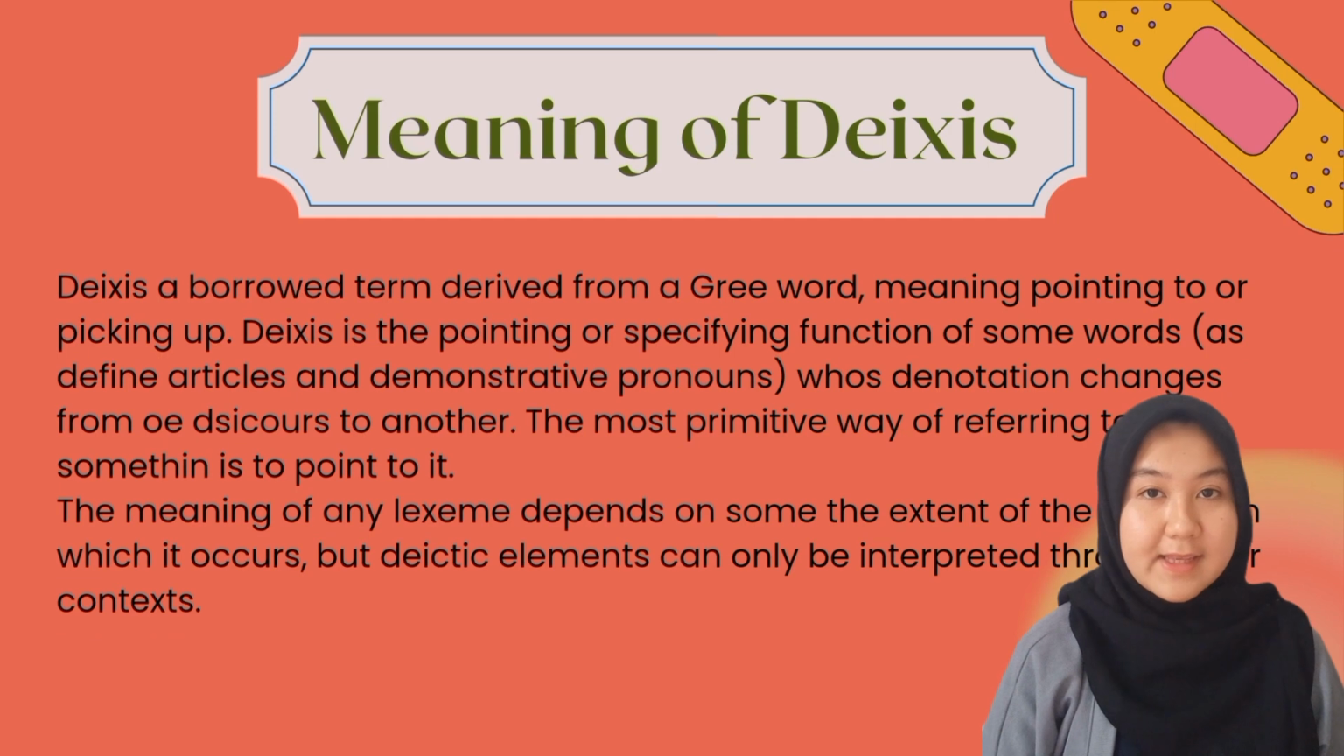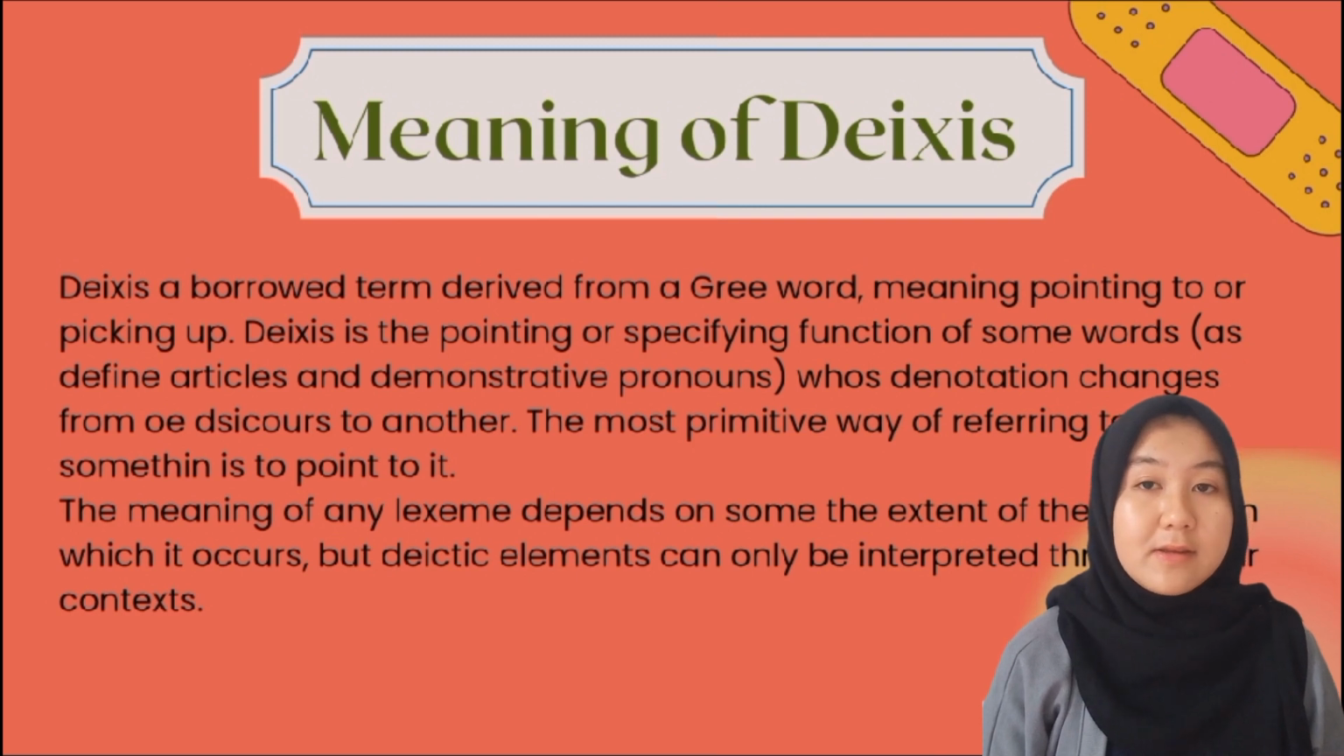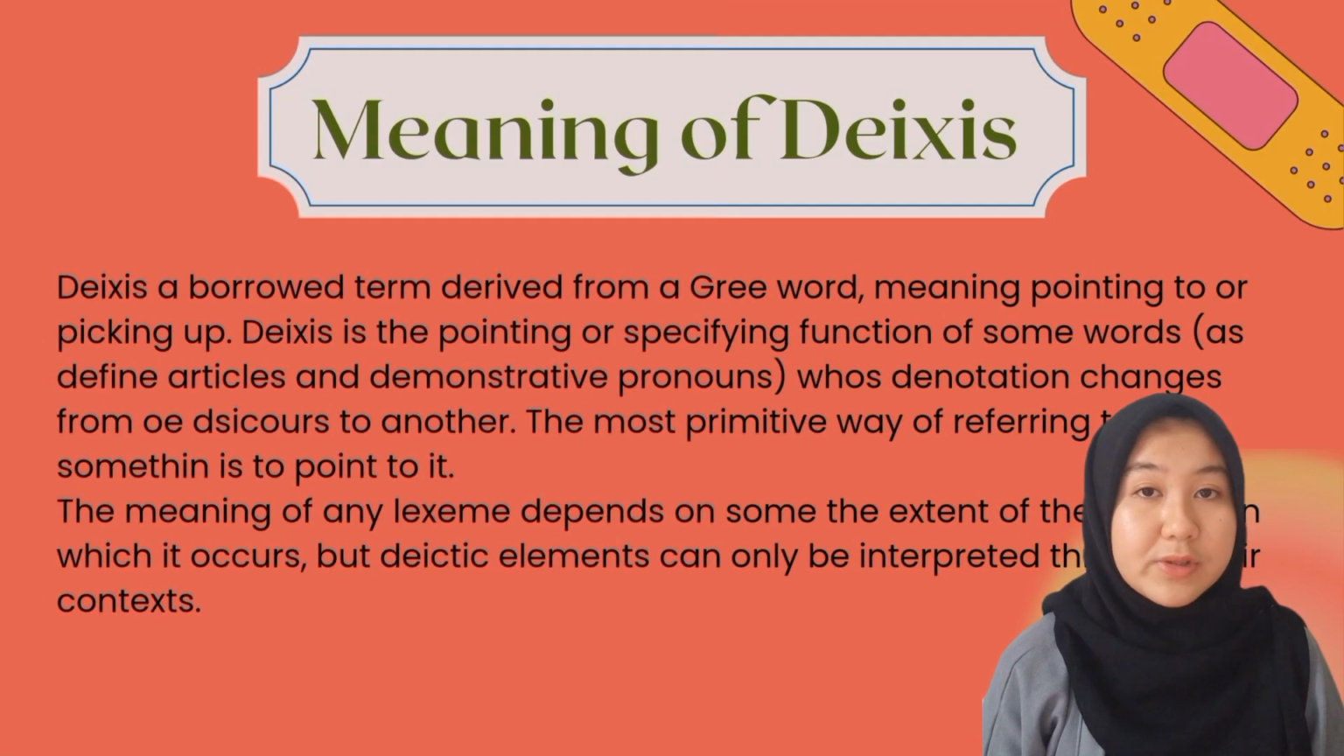Okay, the first slide is the meaning of deixis. Deixis is a borrowed term derived from a Greek word that means pointing to or picking up. Deixis is the pointing or specifying function of some words, such as definite articles and demonstrative pronouns, whose denotation changes from one discourse to another. The most primitive way of referring to something is to point to it, and the meaning of any lexeme depends on the extent of the context in which it occurs. But deictic elements can only be interpreted through their context.